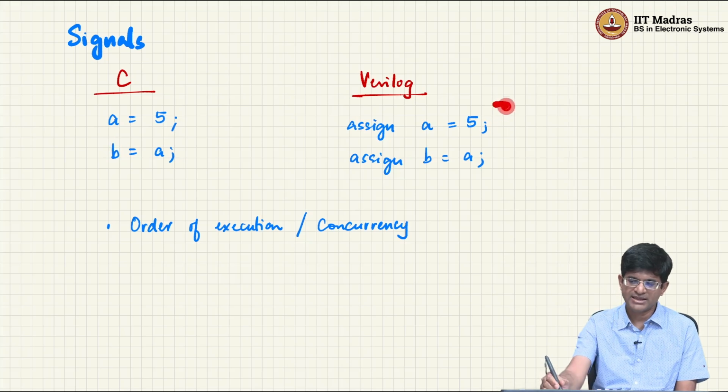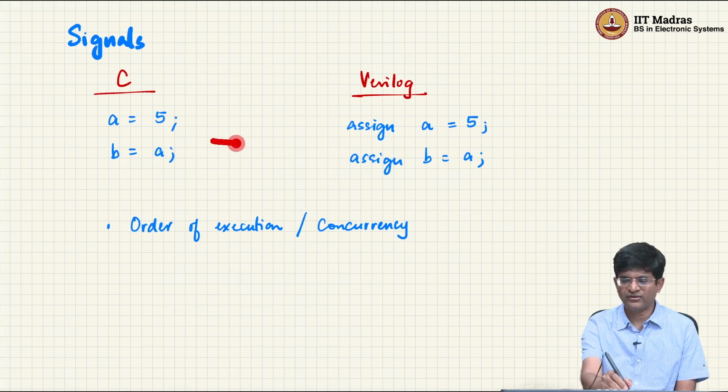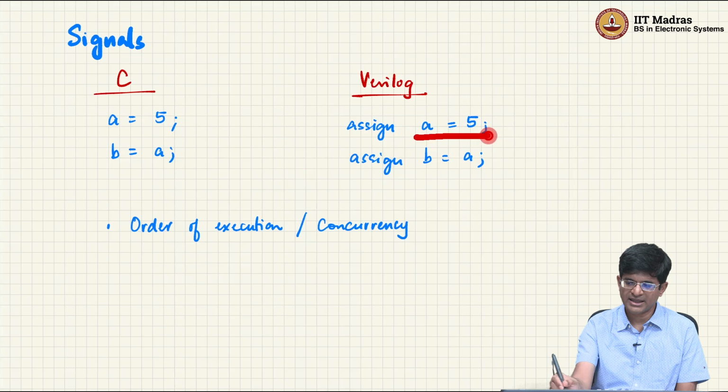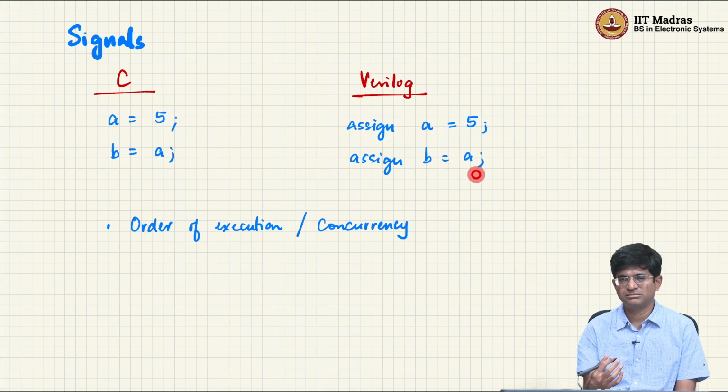I could have a similar looking statement in Verilog where I have two assignment statements, assign A equal to 5, B equal to A, and the interesting thing is this actually has a very important yet subtle difference from the C equivalent. What it says is A equal to 5 and B equal to A, technically they happen in any order. It could happen that B equal to A happens first and then A equal to 5 happens after that. That is what concurrency means. I cannot specify which happens first, right.